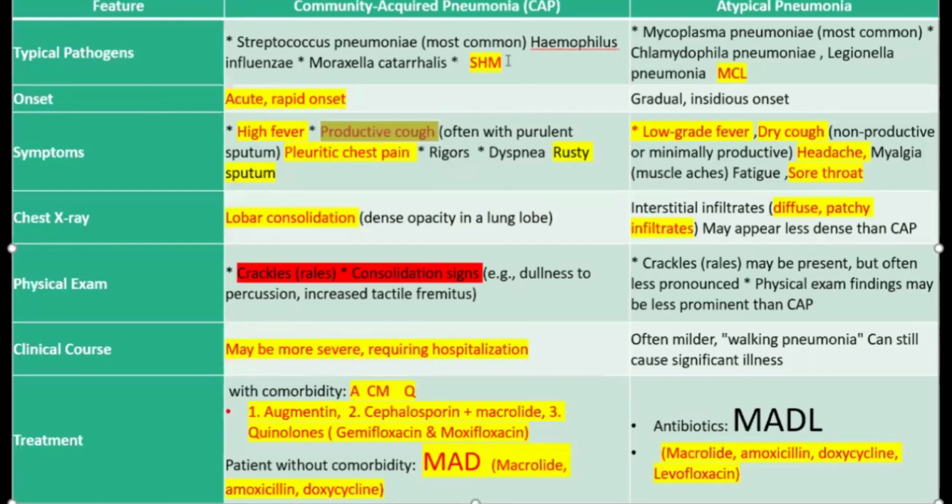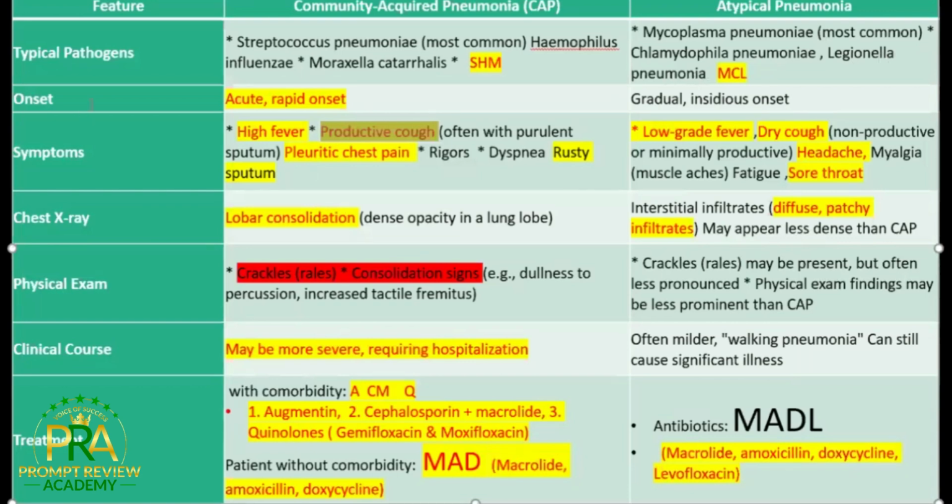The organisms that cause community-acquired pneumonia are SHM: Streptococcus pneumoniae, Haemophilus influenzae, Moraxella catarrhalis. So, what are the organisms that cause atypical pneumonia? MCL. What is that MCL? Mycoplasma pneumoniae, Chlamydia pneumoniae, and Legionella pneumophila.